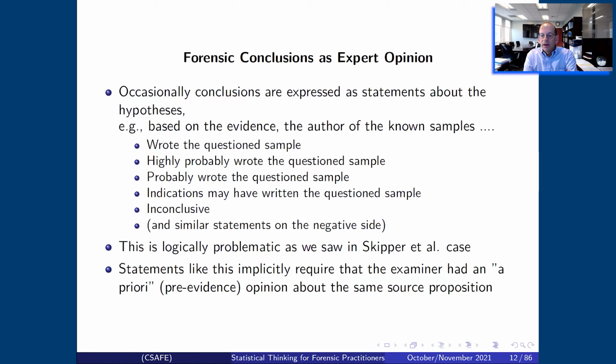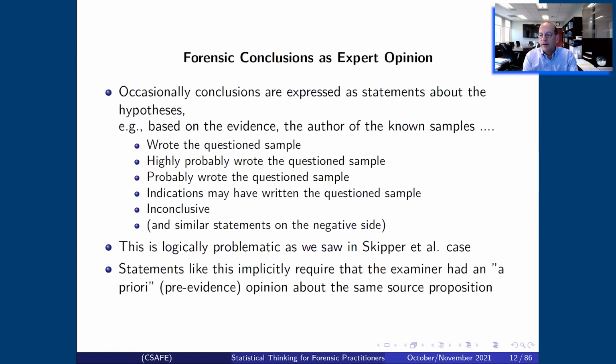One point to make here, the categorical scales are fine as a way to proceed. I'll have some things to say about that, but we have to be a little careful about some of the ways conclusions are sometimes expressed. And in the document comparison world, there's a standard that identifies a 9-category scale that includes statements like the author of the known samples wrote the question sample, the equivalent of an identification, or it is highly probable that the author of the known samples wrote the question sample, or the author probably wrote the question sample, these kinds of statements.